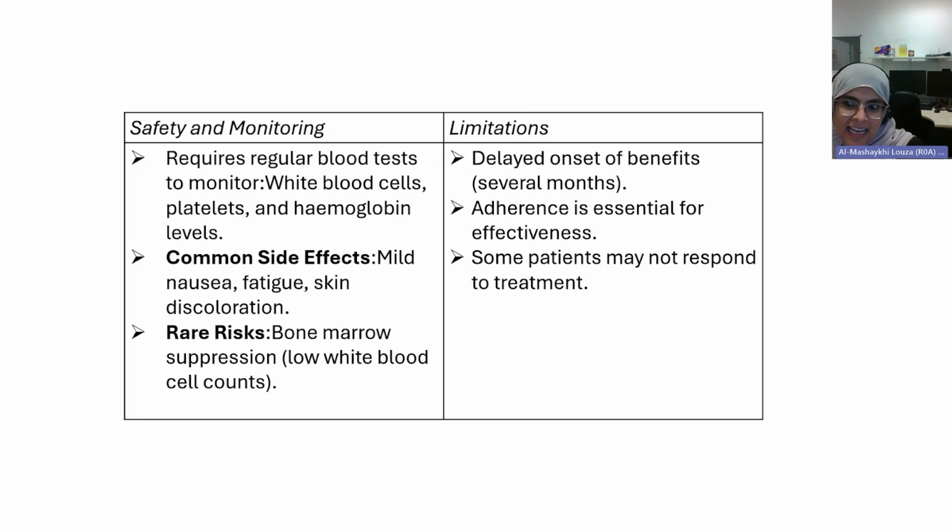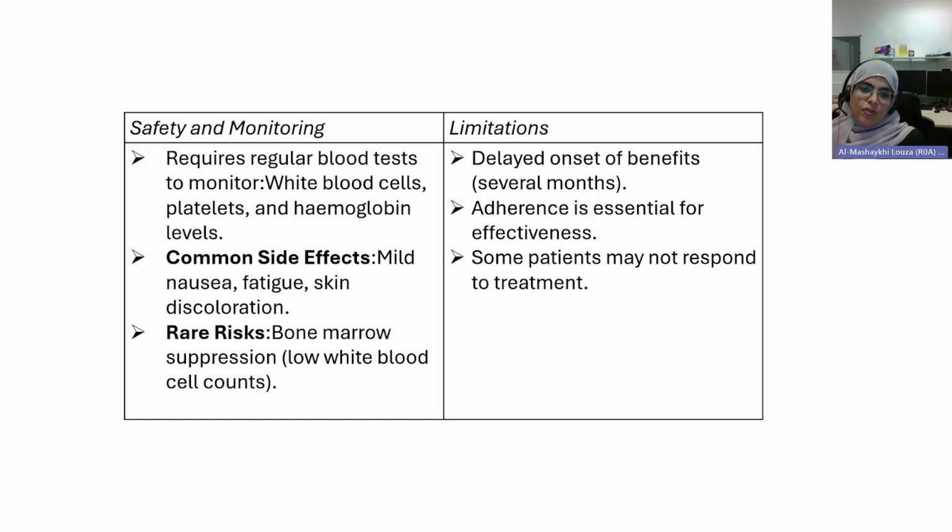But as for any medication, we need to monitor hydroxycarbamide. So the hydroxycarbamide requires regular blood test monitoring. We monitor the white blood cells, platelets, and hemoglobin level because it causes bone marrow suppression, and by that might reduce the levels of white cells, hemoglobin, and platelets. However, the bone marrow suppression is a rare risk of hydroxycarbamide. That's why we keep monitoring the patients. And the common side effects are mild nausea, maybe fatigue, and skin discoloration.